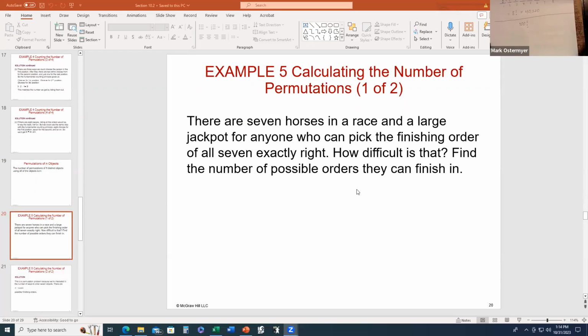All right, here's another beauty. There are 7 horses in a race and a large jackpot for anyone who can pick the finishing order of all 7 exactly right. Is this a difficult problem, ladies and gentlemen? Find the number of possible orders that they can finish. In other words, one horse is going to finish in first place, the other in second place, another in third place, one in fourth place, one in fifth place, one in sixth place, and one in seventh place. How many different orders can these 7 horses finish? How many different specific orders can you arrange these 7 horses from first place to 7th place?